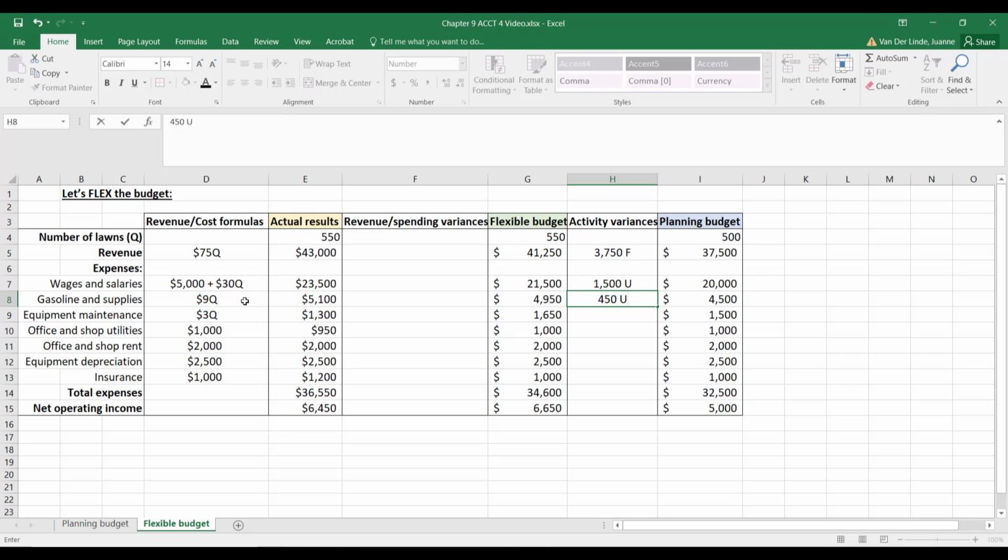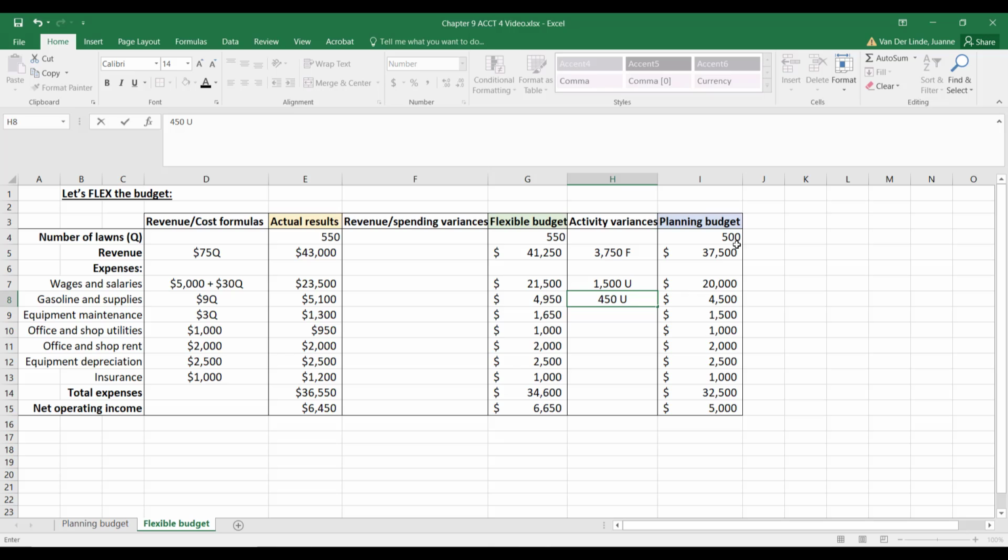Because gasoline and supplies, what kind of cost is that one? It's a variable cost, right? We can look at its cost formula there. And variable costs, per unit, they stay the same, but what do we know about variable costs in total? Well, they're proportionate to the changes in activity. So as activity goes up, variable costs also go up. Well, this is a strictly variable cost.